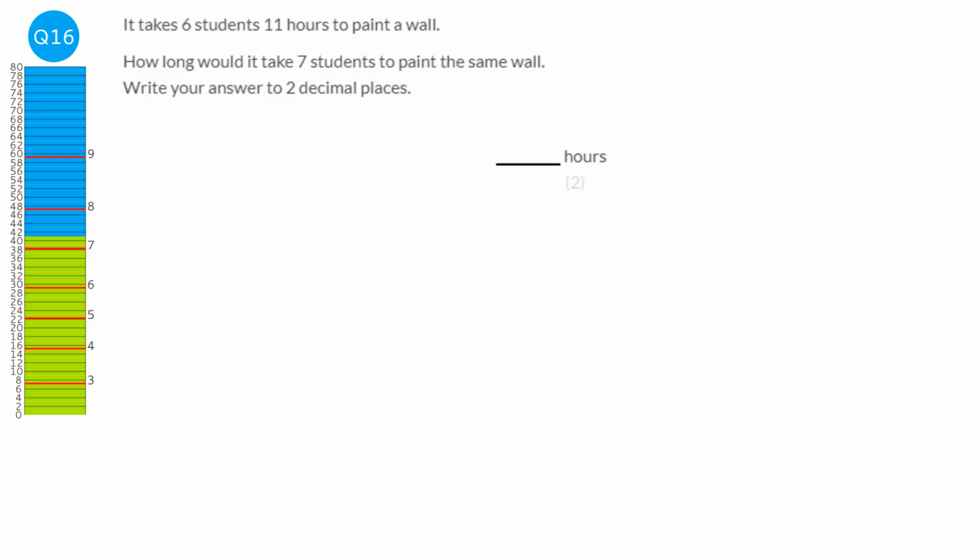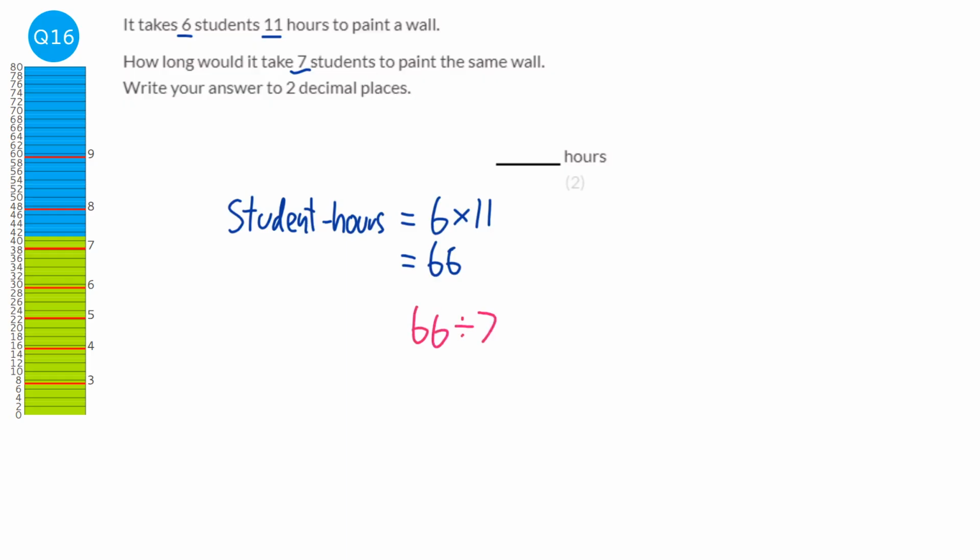To be able to work out this question, we need to work out the amount of student hours required to paint the wall. We've got 6 students and it takes them 11 hours. So 6 times 11 means it's going to take 66 student hours. So if we had 1 student, it would take 66 hours. 2 students would be half of that because they share the work, and so on. Here we've got 6 students and it takes 11 hours, and it says how long will it take 7 students. Well, if there's 66 student hours, but they're sharing the time, we just divide 66 by 7.